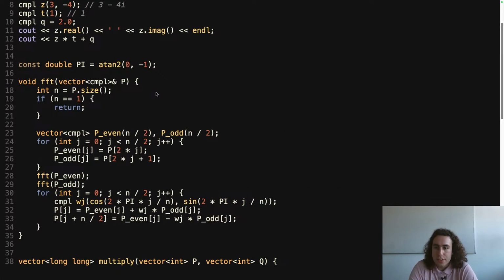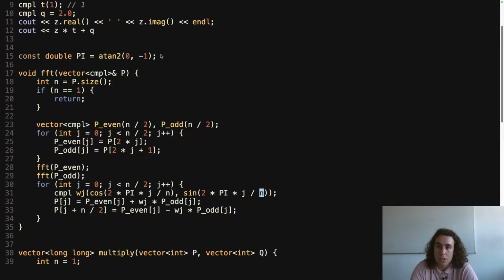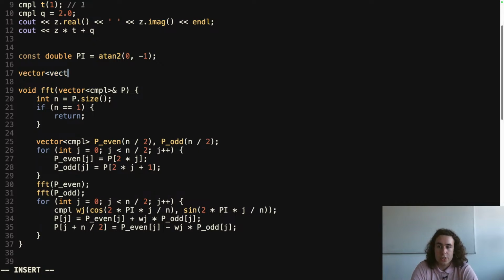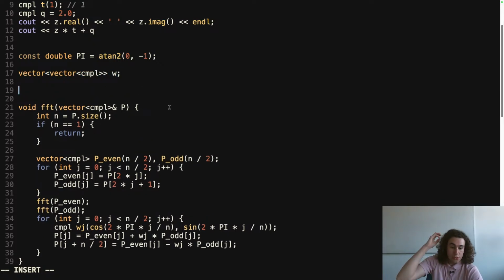So we're going to have a pre-computation of our roots. We're going to store it in a vector of vectors of complex numbers. So we're going to store for a level of recursion and j, what this w_j is equal to. How do we calculate that?